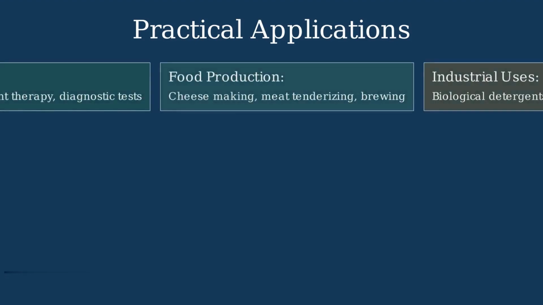Beyond their biological roles, enzymes have numerous practical applications. In medicine, enzymes are used in enzyme replacement therapy and diagnostic tests. In food production, they're essential for cheese making, meat tenderizing, and brewing. Industrially, enzymes power biological detergents and textile processing.